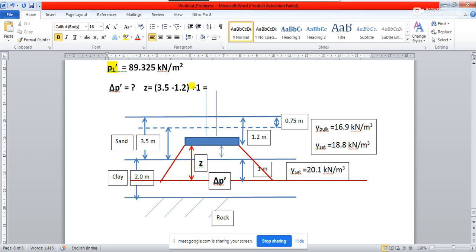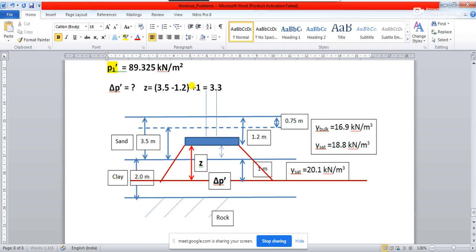How much is the depth? Yes, sir. 3.3. 3.3, sir. 3.3 or 3.4? 3.3, sir. 3.5 minus 1.2, how much will it come? 2.3 will come, sir, then we add 1, sir, 3.3 will come.